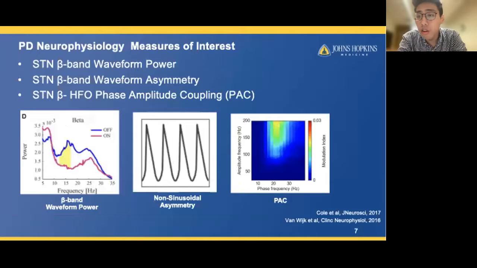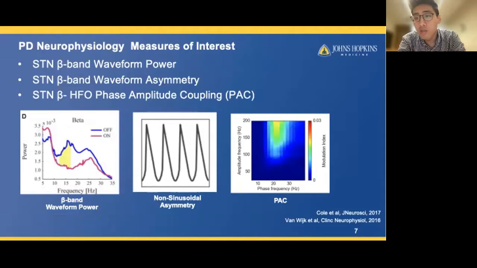Then we chose the three PD neurophysiology measures that we are interested in observing as this changes the response to PTS. The first measure we reviewed was this beta band power in the STN nuclei that is shown to be exaggerated in PD patients. The second measure we looked into was this enhanced asymmetry of the beta band waveform, which is described as this non-sinusoidal jagged triangular shape that is also observed in PD patients.